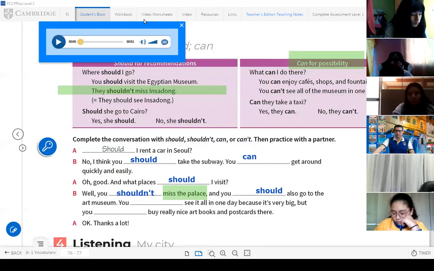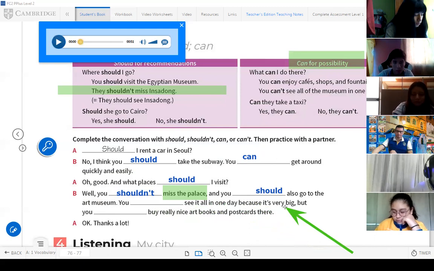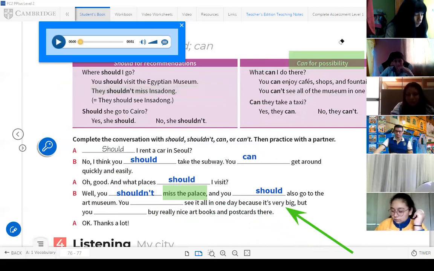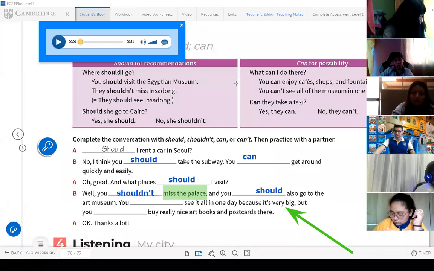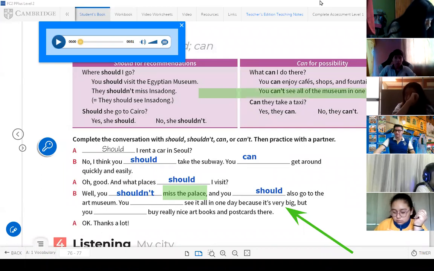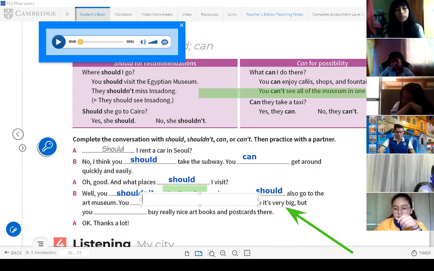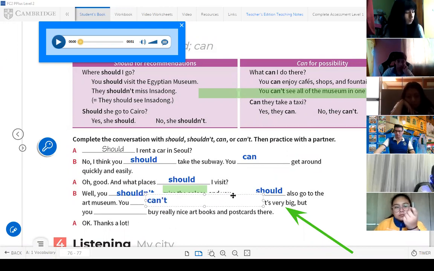¿Qué más tenemos por aquí? And you see here, ¿no? You see it all in one day because it's very big. Ya, esto está bastante parecido a un ejemplo que ya lo vimos anteriormente. See it all in one day. Aquí, mira, si te fijas, tenemos un ejemplo que dice aquí. ¿Ve? Lo mismo. You can't see all of the museums in one day. ¿No? You can't see it all in one day. O sea que no vas a poder ver todos los palaces.